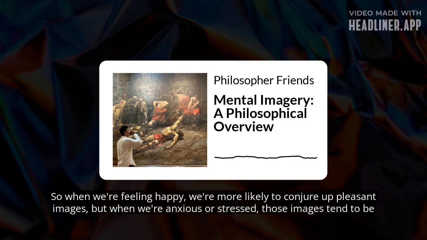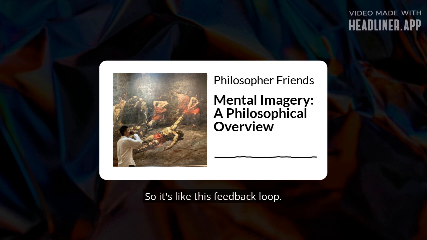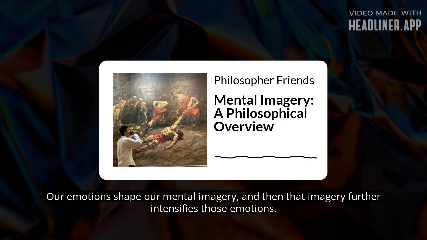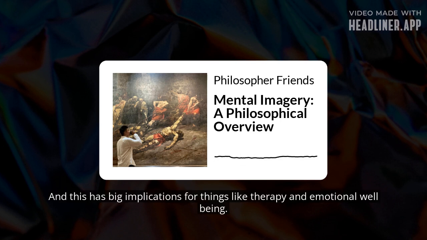Oh, interesting. So when we're feeling happy, we're more likely to conjure up pleasant images. But when we're anxious or stressed, those images tend to be more negative. So it's like this feedback loop. Our emotions shape our mental imagery, and then that imagery further intensifies those emotions. Exactly. And this has big implications for things like therapy and emotional well-being.